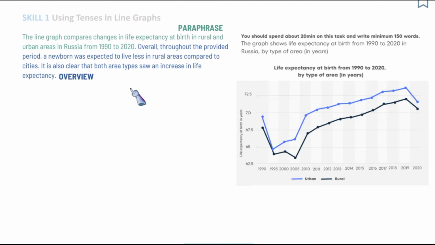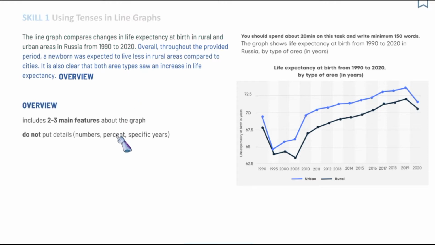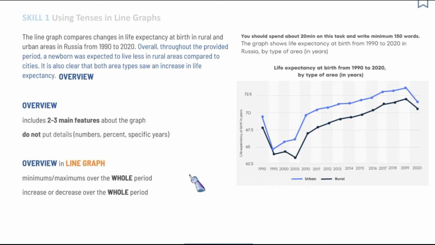What is the overview? The overview is the most important information about your graph. So normally it includes 2-3 main features about the graph, and it should not contain any details such as numbers, percents, or specific years. For this you will have your body paragraphs. So how do we write an overview in a line graph? First of all, look at minimums and maximums over the whole period.